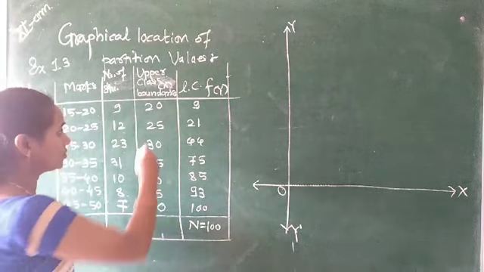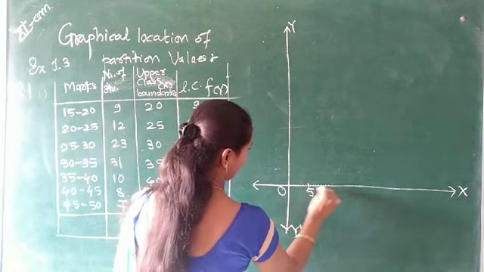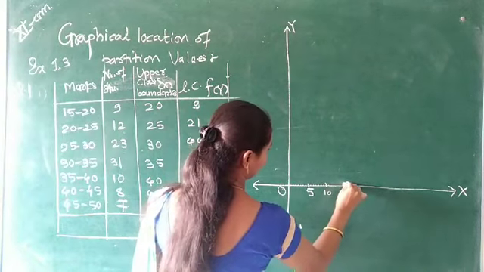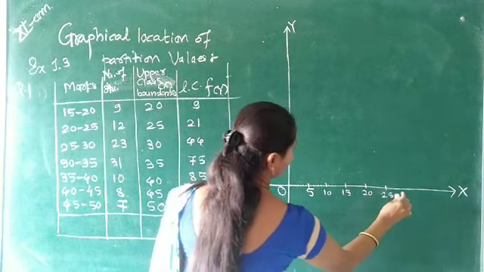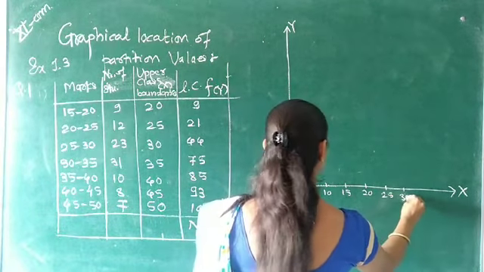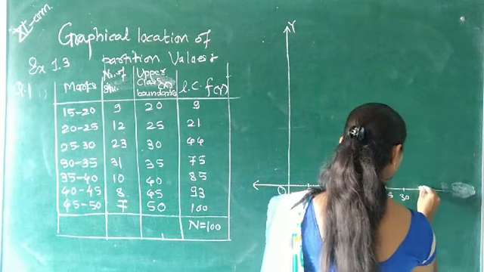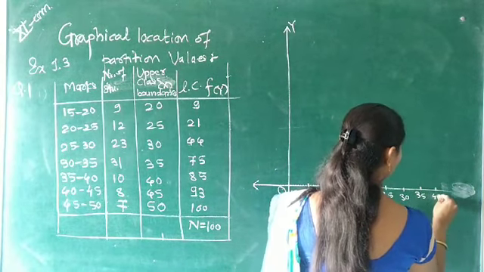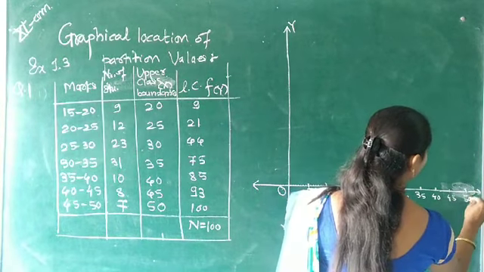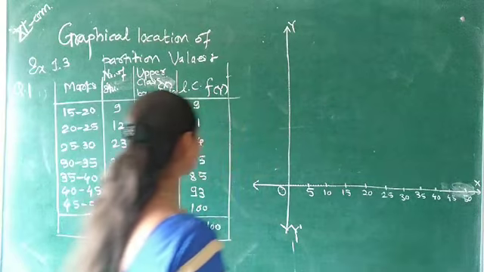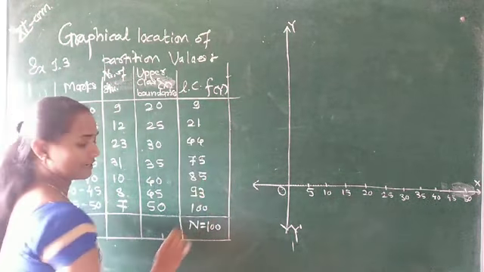These are multiples of 5. So take in multiples of 5: 5, 10, 15, 20, 25, 30, up to 50. So 35, 40, 45 and it is 50. This is our x axis. Now see the points on the y axis: 75, 85, 93 and the last one is 100.